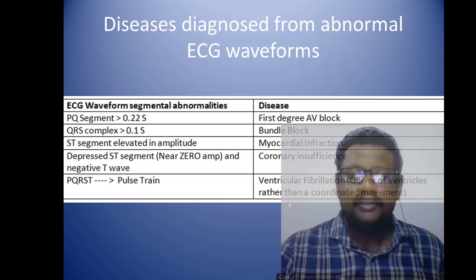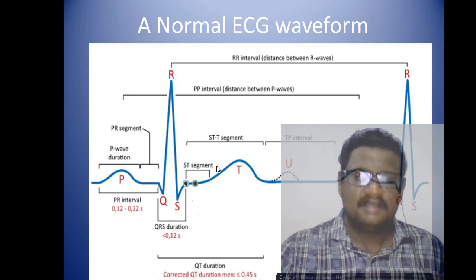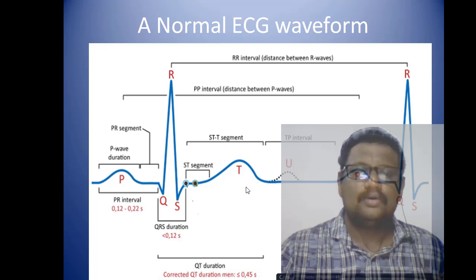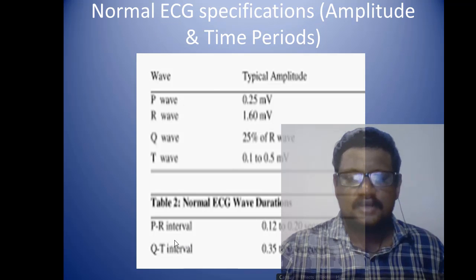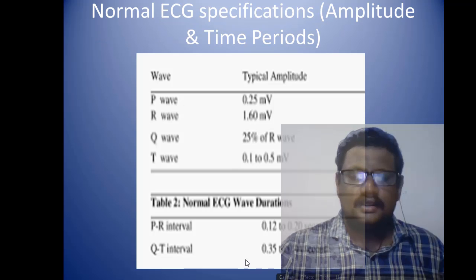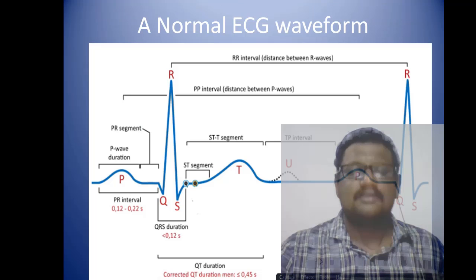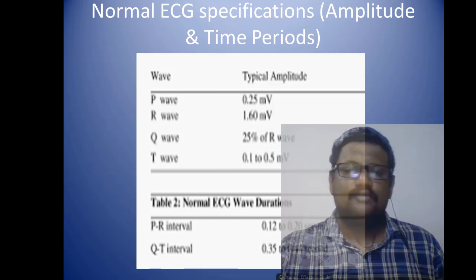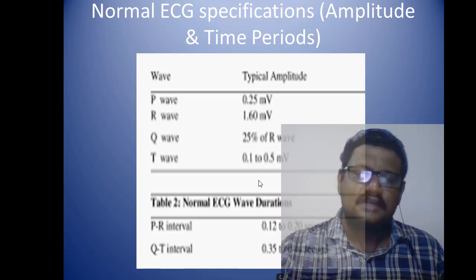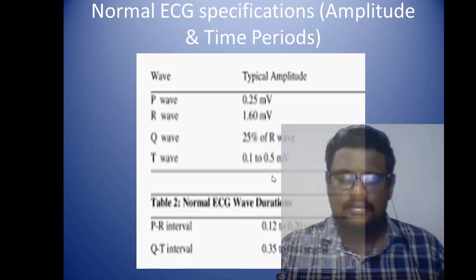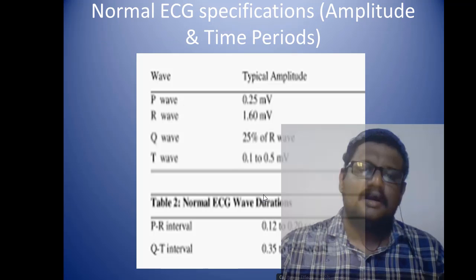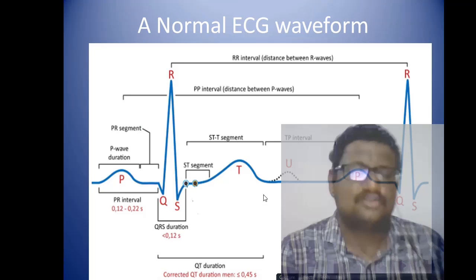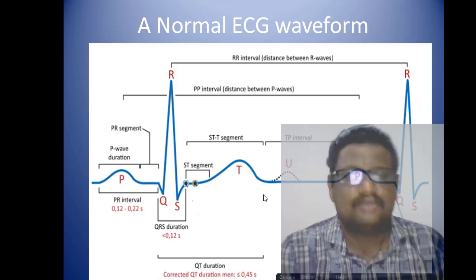And T wave should be 0.1 to 0.5 millivolts. And what are the PR interval and QRS interval? That is also shown in the figure. Of course, each is taken from different sources, so there may be a little deviation in the values, but not much. And how the ECG waveform is understood, we have seen now.